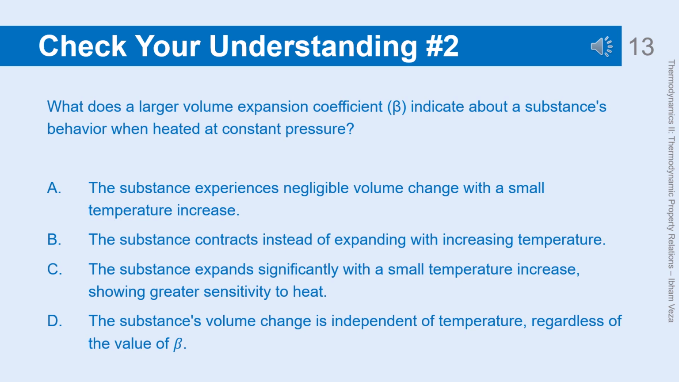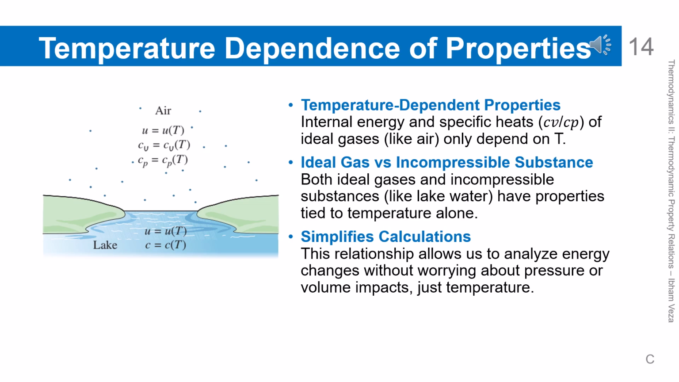temperature-dependent volume behavior. Temperature dependence of properties in ideal gases and incompressible substances. For ideal gases, internal energy and specific heats are functions of temperature only. A similar situation applies to incompressible substances, where energy changes are mainly determined by temperature changes. This simplifies the analysis because pressure and volume effects can often be neglected. With this assumption, energy change calculations become much more straightforward. This approach is widely used in thermal engineering.